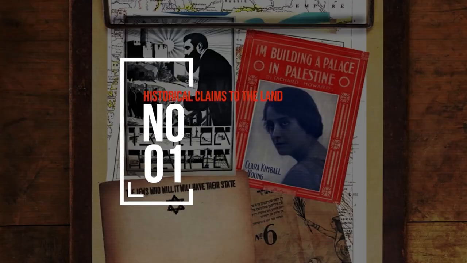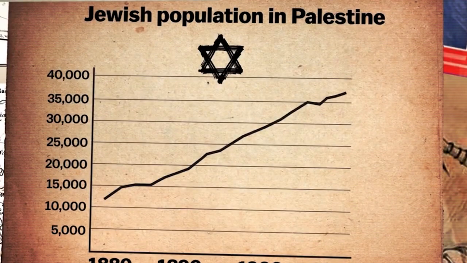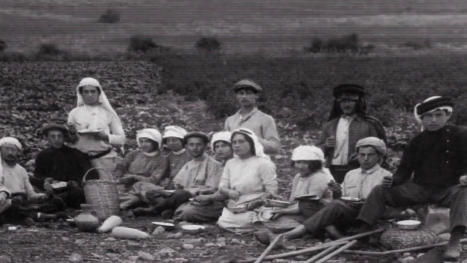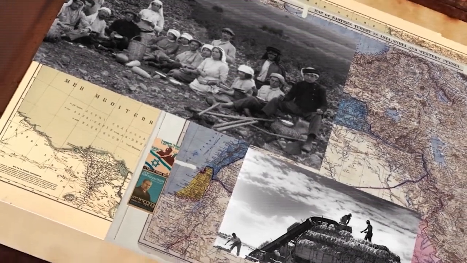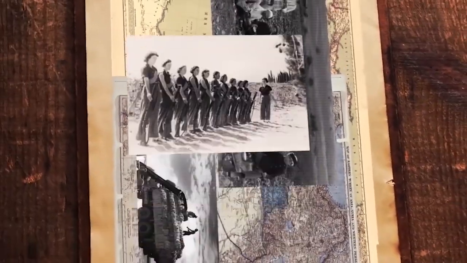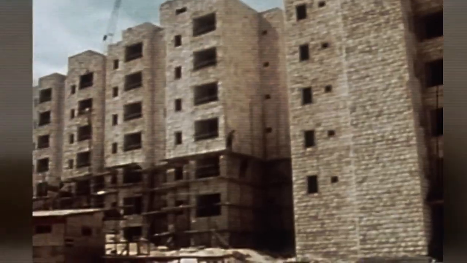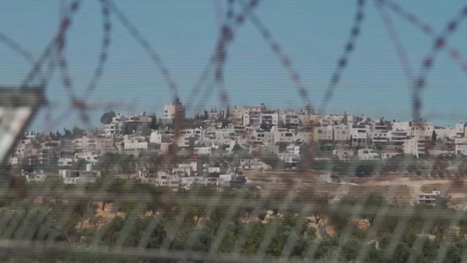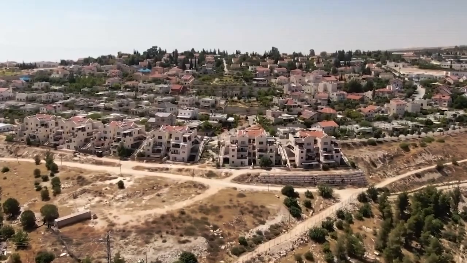Number 1. Historical claims to the land. The Israel-Palestine conflict is rooted in the profound historical linkages that Israelis and Palestinians have with the region. Over the course of countless centuries, a multitude of diverse communities have inhabited this land, each with their unique cultural and religious affiliations. These connections have contributed to the complex fabric of the conflict, as numerous factors come into play when examining the narratives of both sides.